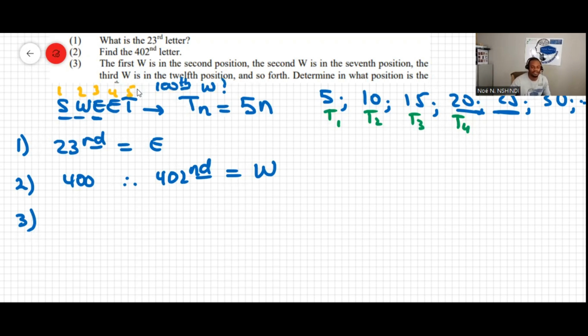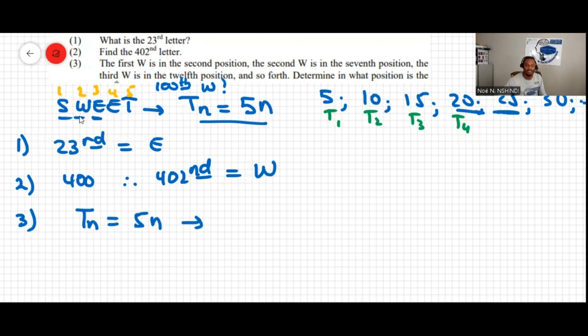In this case, there is only one such letter in the word SUITE. Only one. Now it means it will follow the same pattern, the same formula. Because if the first letter is here, we count 1, 2, 3, 4, 5, and we get it again. We count again 1, 2, 3, 4, 5, it's going to be another one. So it's always after 5 letters.